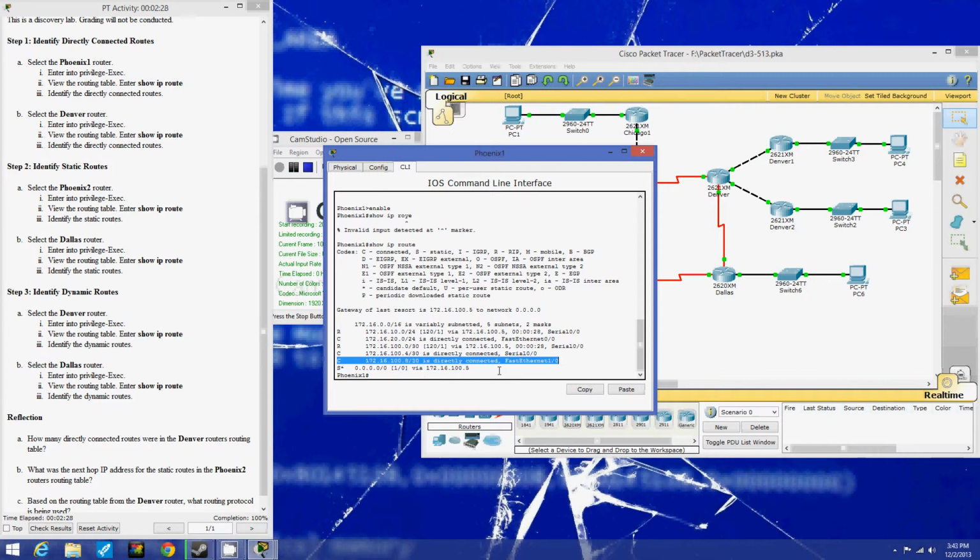So C is what we're going to be talking about, which right here, C 172.16.100.8/30 is directly connected to FastEthernet 1/0. C right here, 172.16.100.4/30 is directly connected to Serial 1/0. Then this C right here also, 172.16.20.0/24 is also directly connected to FastEthernet 0/0. So those are direct connections.